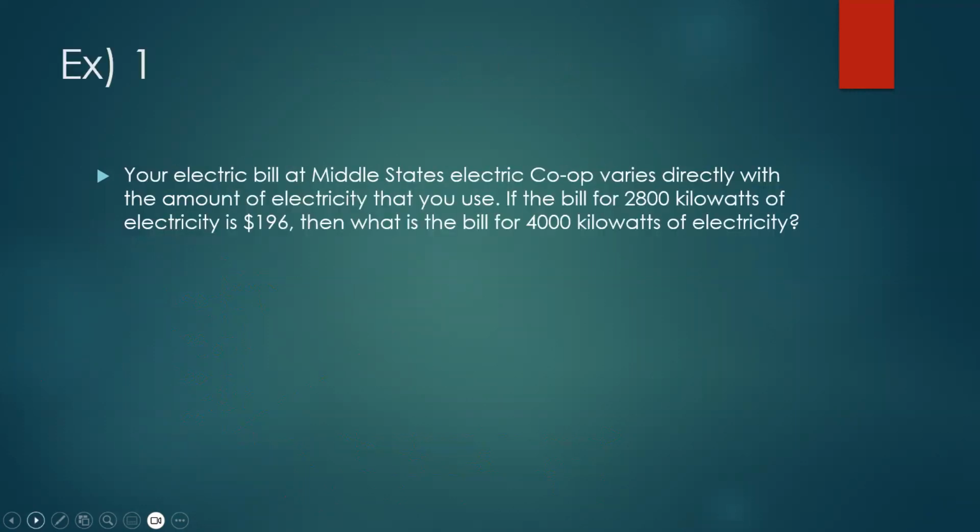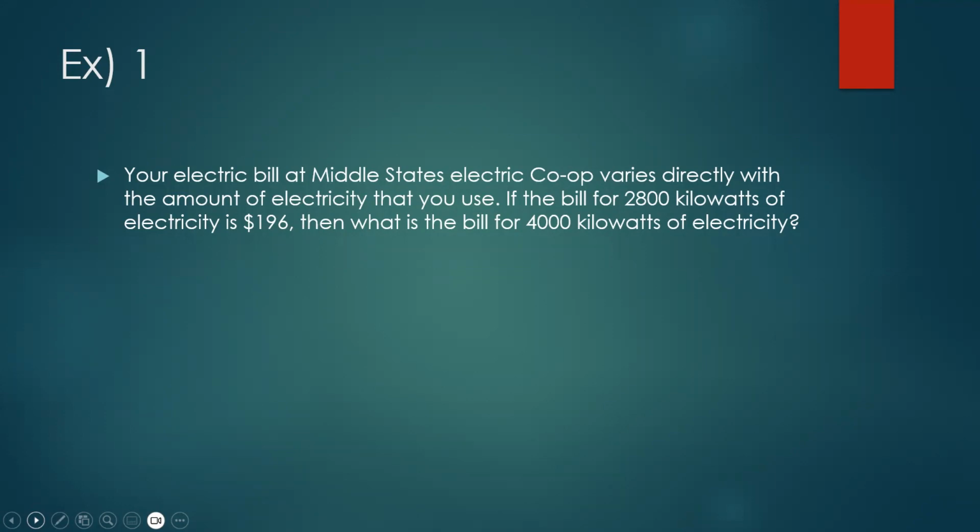Now that you know the different types of variation, let's do an example. So example 1 says your electric bill at Middle States Electric Company varies directly with the amount of electricity that you use. If the bill for 2800 kilowatts of electricity is $196, then what is the bill for 4000 kilowatts of electricity? So first step is figure out which type of variation do you have. Do you have a direct variation, inverse variation, or a joint variation?